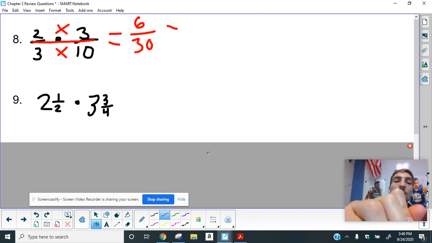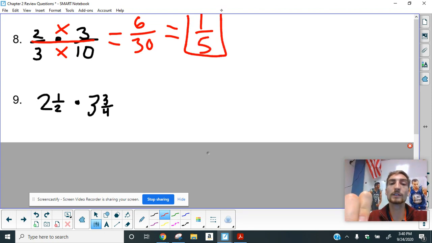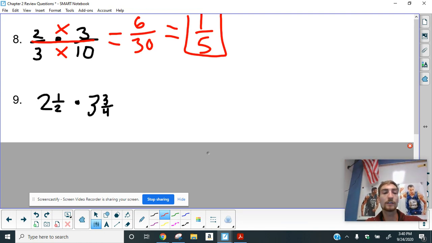And then if I reduce, meaning think about what 6 and 30 can both be divided by. They can both be divided by 6. And so if I do 6 divided by 6, I get 1. If I do 30 divided by 6, I get 5. And so my final answer, simplified, would be 1 over 5. And now we look at 9. And 9 says 2 1/2 multiplied by 3 3/4.